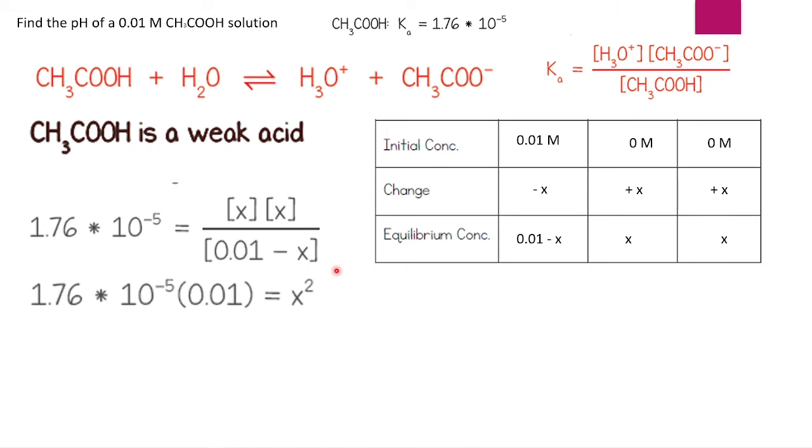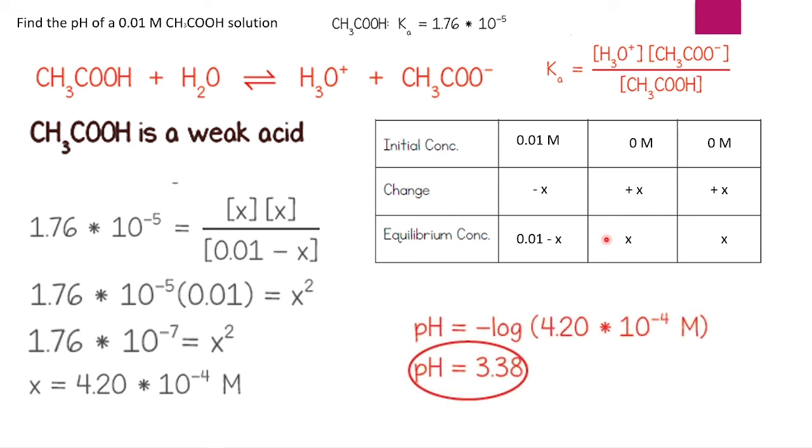So we are going to multiply our Ka by 0.01, and we're going to get x squared from that. Once you do that, you can then find out what X is. If you look over here, this is what H plus is. So our X is the concentration of H plus in this solution. Therefore, the pH is the negative log of that number. So that's how you find the pH of a weak acid.